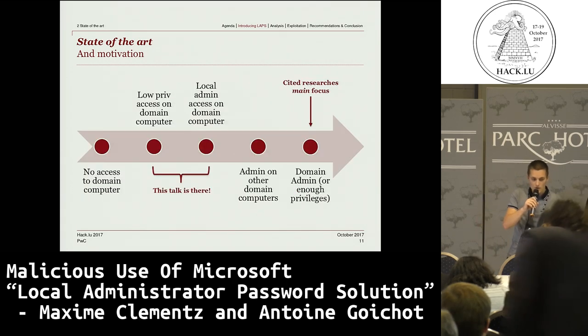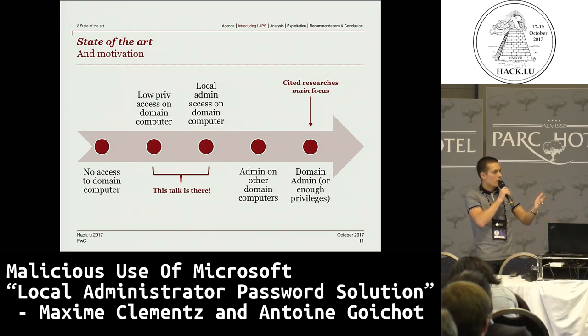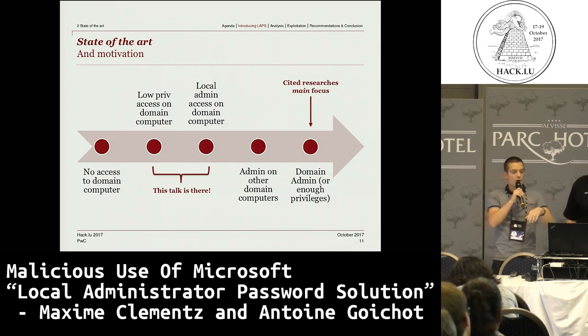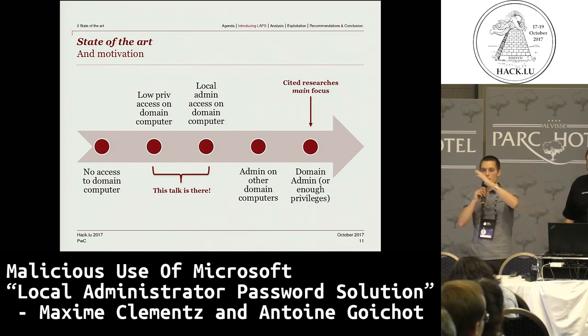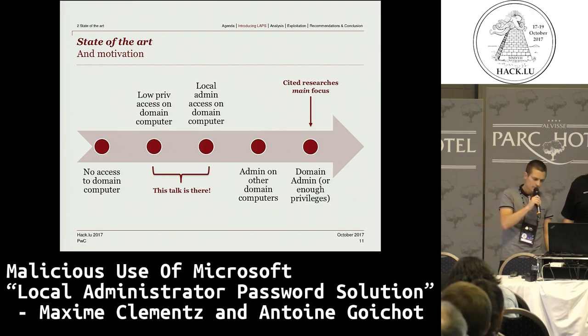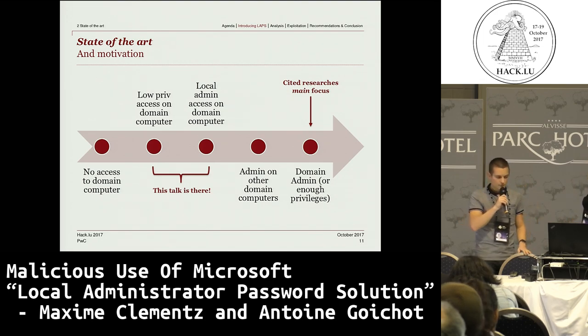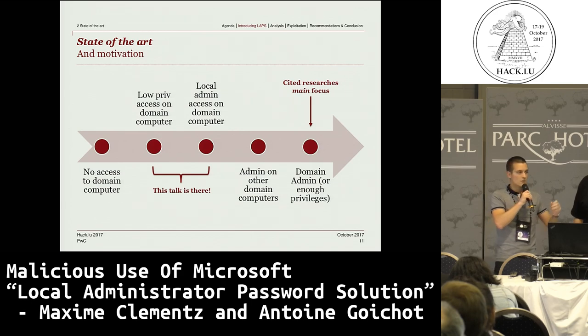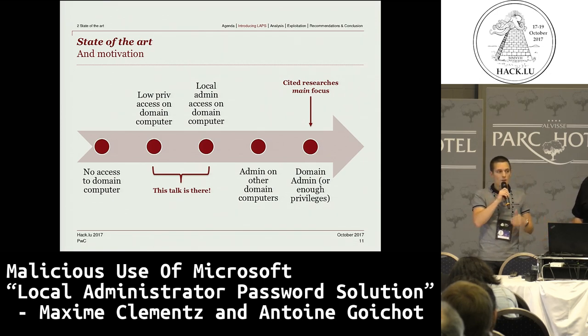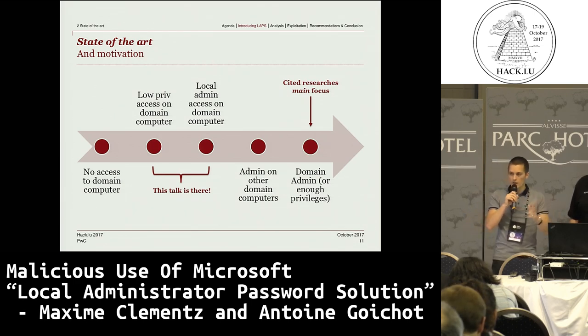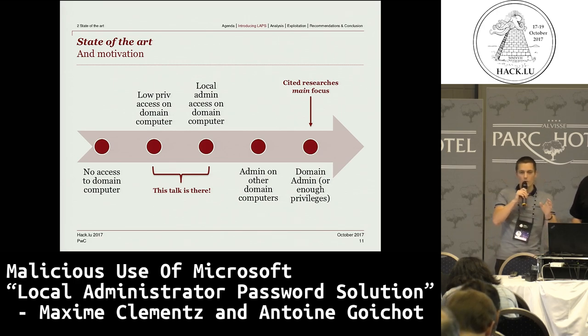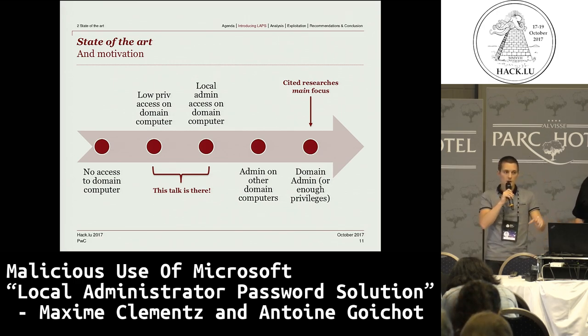And this is just a graphical way to show what our talk is about. From left to right is just the epic pwning way of owning a Microsoft environment. So we start on the left with no access at all to the domain. On the far right, you are domain admin and you can do whatever you want. As I said, the other research that we cited, their main focus, it's not their only focus, but their main focus is what happens when something is wrong with the privileges, with some ACLs and so on. But for today, we are going to focus on one specific workstation that may be corrupted.